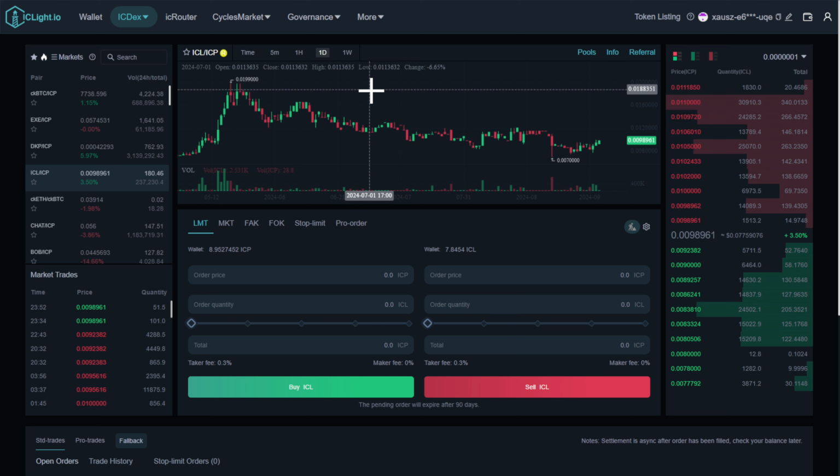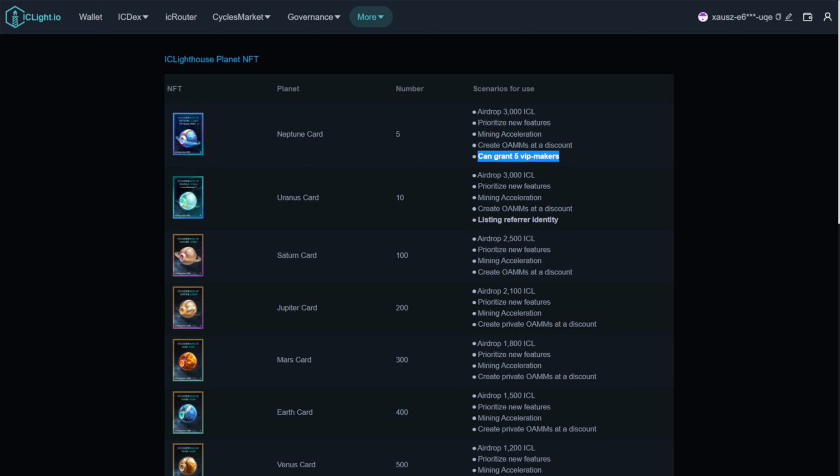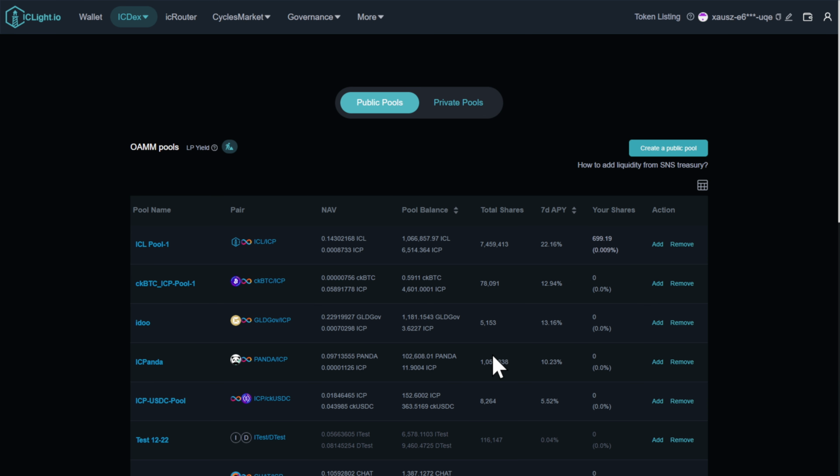Next, we have the VIP Maker rebate. So, ICDEX Maker has the role of VIP Maker, which is something typically granted through binding our Neptune Planet Card NFT to your account. And so the orders placed on behalf of this pool by ICDEX Maker qualify for a trading fee rebate. This rebate earns the VIP Maker, which in this case is the pool, 90% of the taker's trading fee.